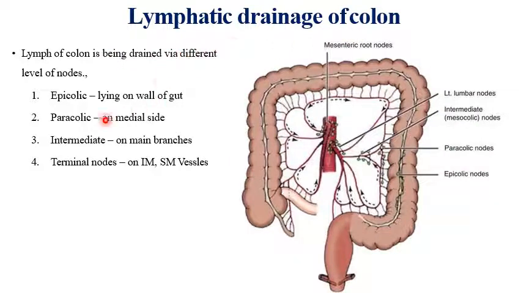Lymphatic drainage of colon, that occurs through epicolic lymph nodes lying on the wall of the gut. These are the epicolic lymph nodes, and paracolic lymph nodes on the medial side of the gut. These are the paracolic. Intermediate on main branches. These are the intermediate or mesocolic nodes on the main branches. Then the terminal nodes, they lie on inferior mesenteric and superior mesenteric vessels. So this is the lymphatic drainage of colon.